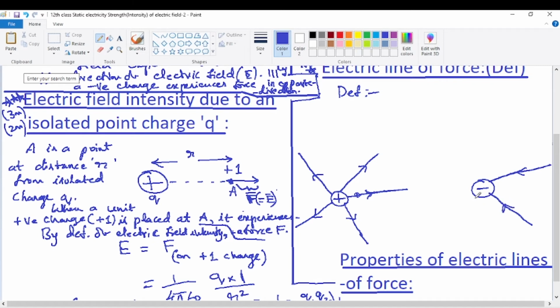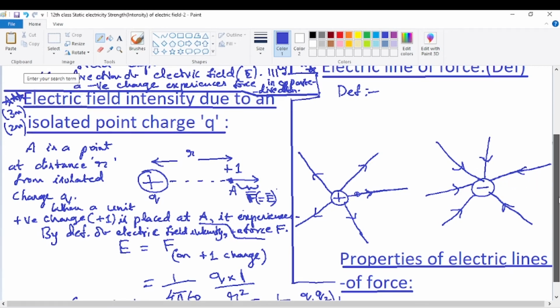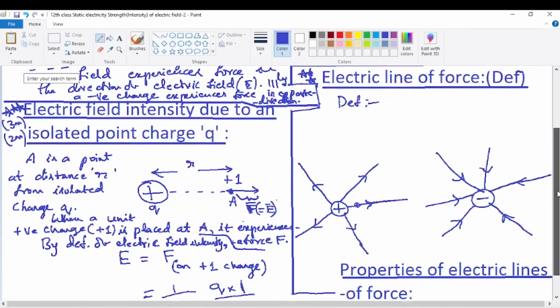So clearly it can be seen that near a negative charge, or in an electric field due to a negative charge, the lines of force will be towards the negative charge. So always the lines of force near a negative charge will be converging at the negative charge, whereas near a positive charge they will be diverging away from the positive charge. So these are the two very simple properties of the electric lines of force.